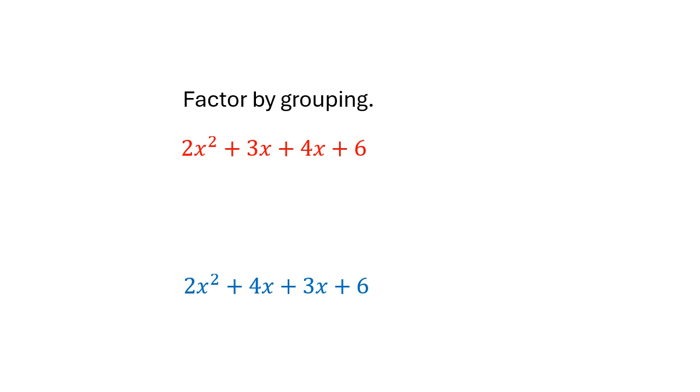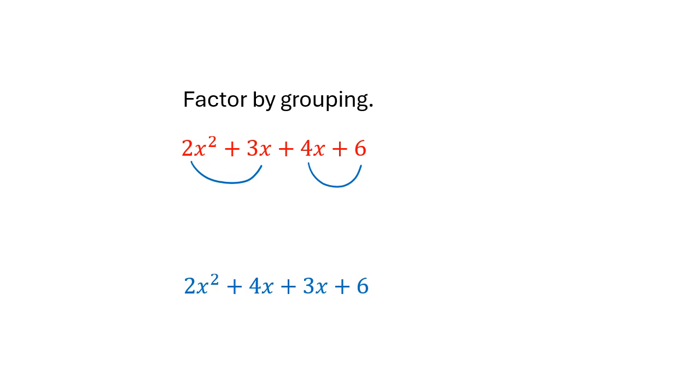All right, first I am going to group 2x squared and 3x. And then after that, I would group 4x plus 6. So what I'm doing here is I'm looking for common factors. And you know what factors are, right? Factors are numbers that divide exactly into other numbers and not leaving remainders. Okay, so I'm looking for the highest common factor.